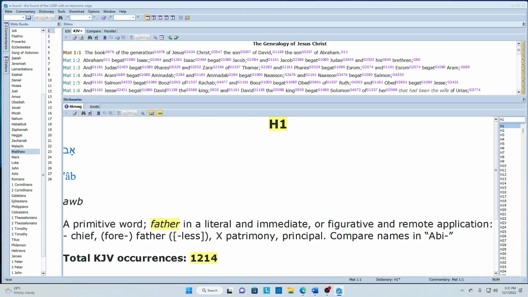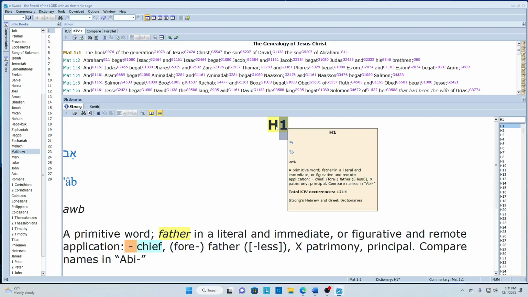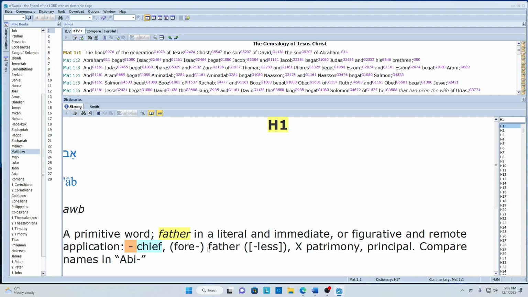And remember, after the definition, we have the synonyms here. So H1 could be used in any of these words. Chief. So if you see the word chief in the Bible, it could possibly be H1. Here's the word father there, and it could be forefather, or it could mean fatherless, which is the next part. It could mean patrimony, or the word principal. So that's just kind of interesting there.